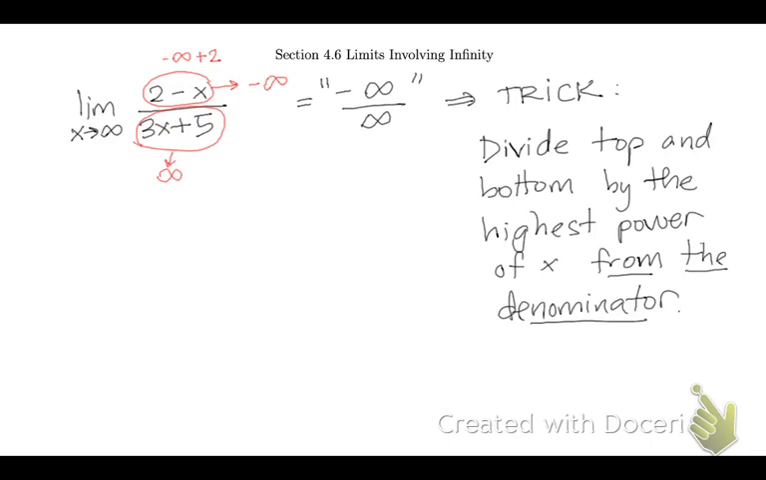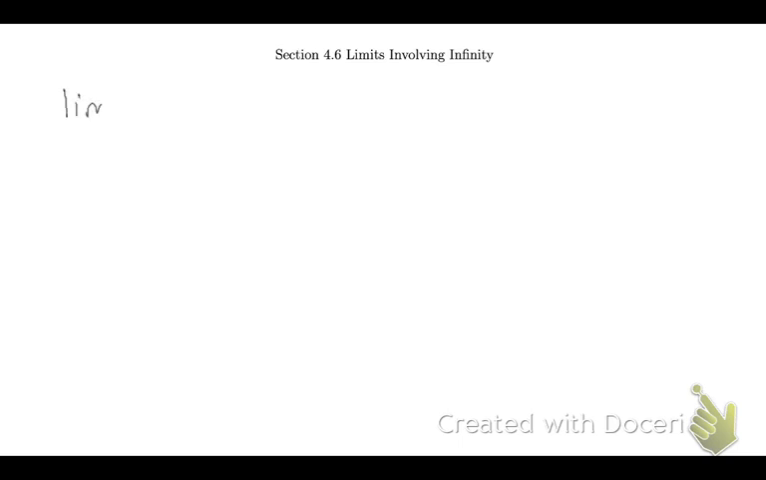Okay, not the biggest power of x that's in the whole function, but the biggest one in the denominator. Okay, so let's go back to this function. We got negative infinity over infinity. I have to rewrite that. So we got 2 minus x over 3x plus 5. Okay, so that was equal to negative infinity over infinity, and we know that's time for our trick.